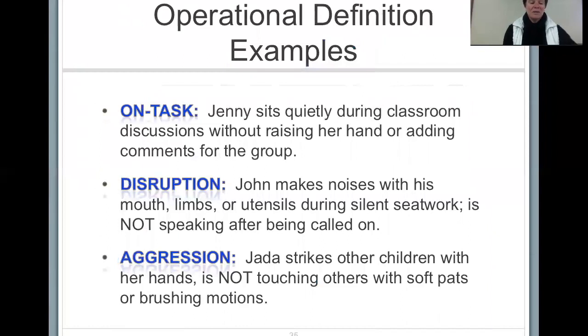Here are some examples of operationally defined behaviors. On task. Jenny sits quietly during classroom discussions without raising her hand or adding comments for the group. Disruption. John makes noises with his mouth, limbs, or utensils during silent seat work. Is not speaking after being called on. Aggression. Jada strikes other children with her hands. It is not touching others with soft pats or brushing motions.